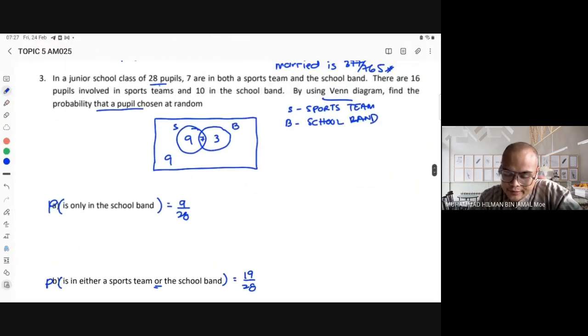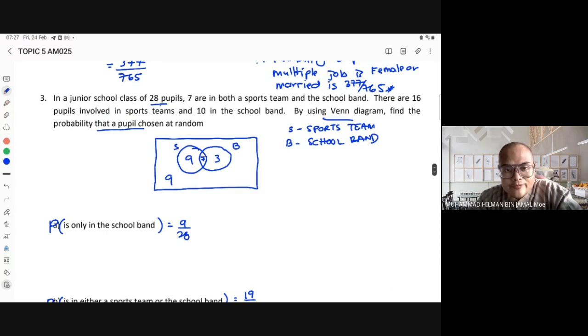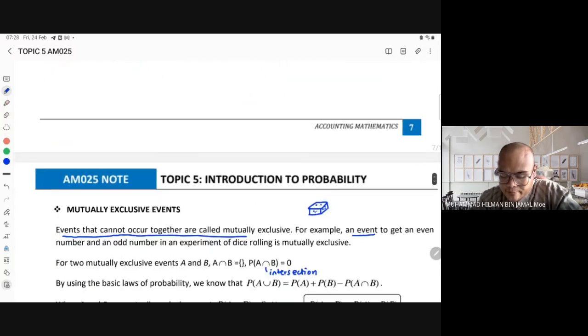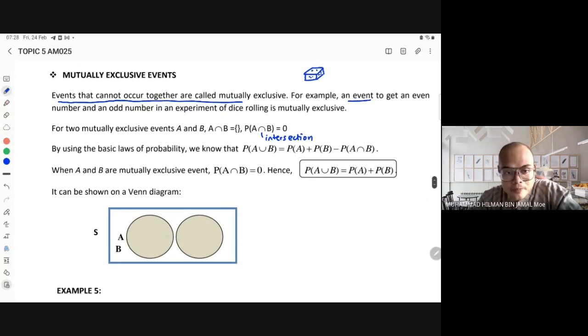Contohnya macam ni kan. So kita punya event adalah dia ambil satu pelajar and then dia tengok adakah dia main sports team ataupun school band. So dalam kes ni, dia boleh main dua-dua. So bila dia boleh main dua-dua, then dia adalah intersection. Okay, maksudnya dia main dua-dua. So ini bukannya mutually exclusive event. Okay, so kalau mutually exclusive event, dia punya Venn diagram, dia akan macam ni. Okay, so dia tak akan ada pertindihan ataupun tak ada intersection. Dia akan dua bulatan yang solid lah, yang berbeza.